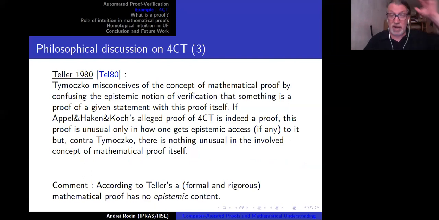I will not talk about all of them, but there was one by Peter Teller, who argued that actually Tymoczko misconceives the concept of mathematical proof and the verification of this proof, right? So his argument was that this formal proof may exist or not exist, right? He does not judge whether the given proof is correct or not. But anyway, the existence of that proof has nothing to do with our knowledge, with our epistemic access to the proof. So it may not be a proof, but how we know about that proof, with a computer or somehow else, is simply irrelevant to the question.